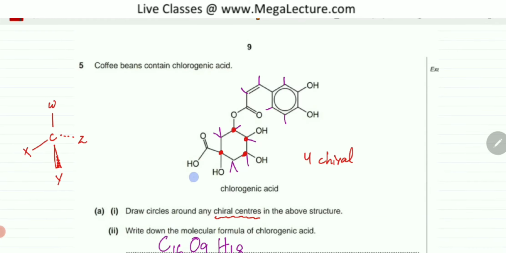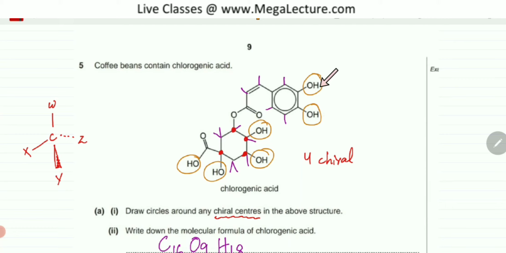So I'm going to look at this molecule. Here's a carboxylic acid OH. Here's a normal alcohol. This is a tertiary alcohol. This is probably a secondary alcohol. And then I have two benzene group OHs. So these are phenols. These are your normal alcohols. And this is your carboxylic acid alcohol.